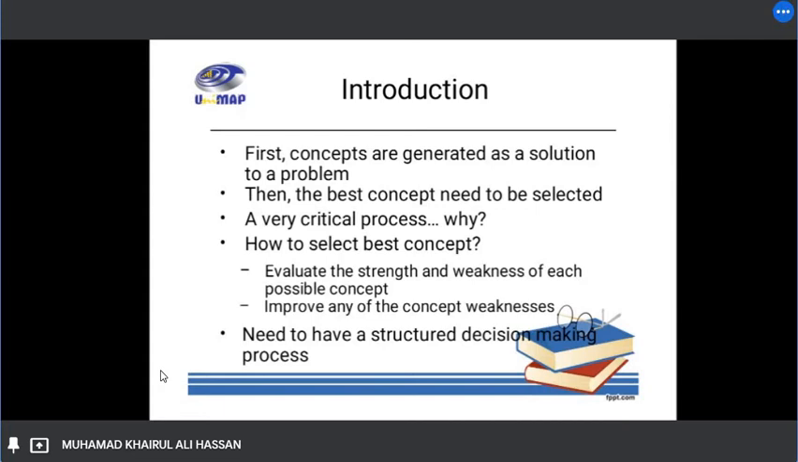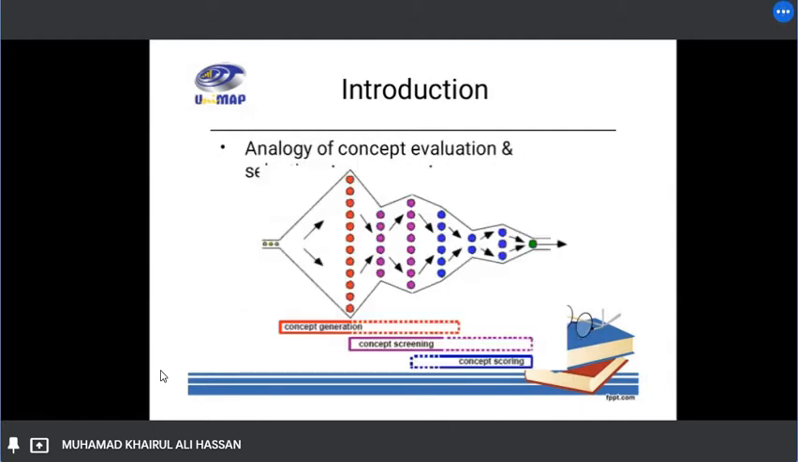Do you understand, class? And then we need to have a structured decision-making process. If you don't have a structured decision-making process, I believe that problems will come later.